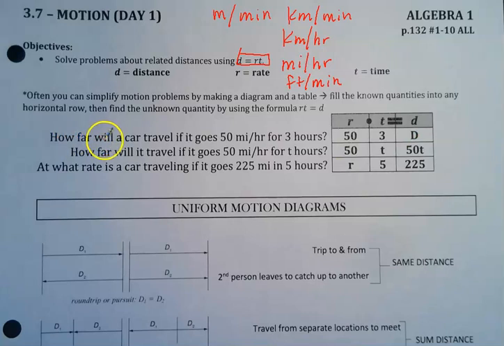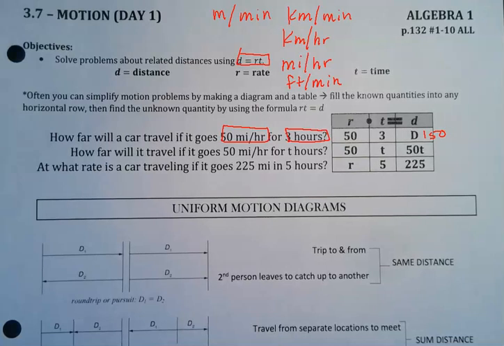I've given you 3 examples. I want you to look at how this looks. It says, how far will a car travel if it goes 50 miles per hour? What is this, my rate or my time or my distance? Rate, so that's why it's in this box, for 3 hours. That's our time. So that equals D. Okay, so 50 times 3 equals D. Well, what is D then? This would actually be 150. We could put 150 in there and solve it if we're given both of those.